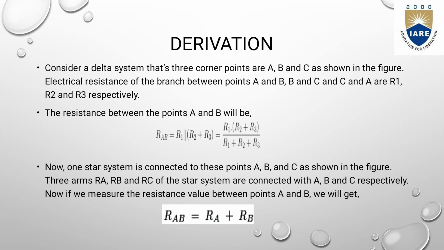Consider a delta system whose three corner points are A, B and C as shown in the figure. Electrical resistance of the branches between points A, B, B, C, C, A are R1, R2 and R3 respectively. The resistance between the points A and B will be, since R1 is parallel to R2 plus R3, R1 into R2 plus R1 into R3 by R1 plus R2 plus R3.